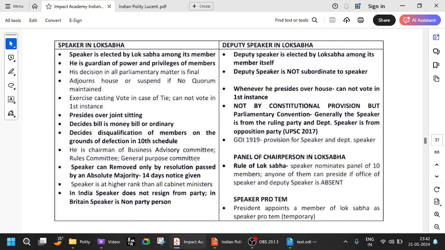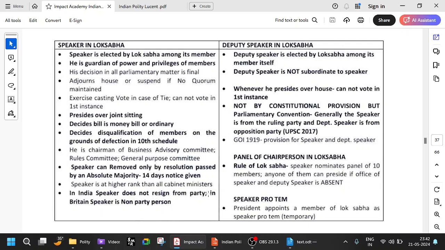He is chairman of the Business Advisory Committee, Rules Committee, and General Purpose Committee. So he is the de facto chairman of these committees. Speaker can be removed only by a resolution passed by an absolute majority. Fourteen days' notice has to be given. Speaker is at a higher rank than all cabinet ministers. Try to understand this. He is higher than the cabinet ministers also.